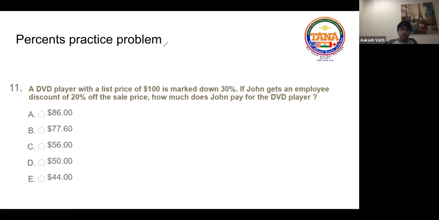So you have 30% off 100, which is 70, because 30% of 100 is 30, and you just subtract 100 minus 30. So you have 70 first, and then 20% of 70 is 14. You just divide 70 by 5, and you get 14. And when you subtract 70 minus 14, you get $56 as your answer.